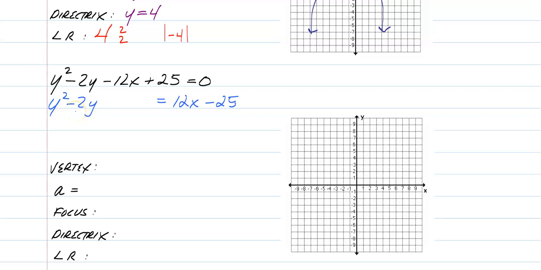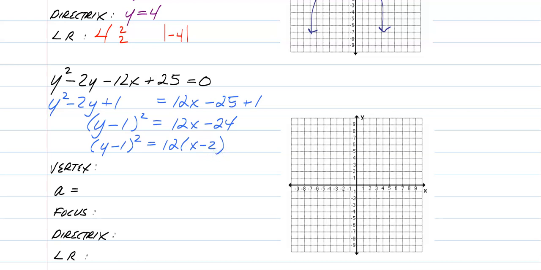Half of -2 is -1, squared is +1, so we're going to add 1 to both sides. So now on the left we have y minus 1 squared is equal to 12x minus 24. But to get that 4a value out front, all we have to do is factor out a GCF. Our graphing form for this is y minus 1 squared is equal to 12 times x minus 2. And now we're in graphing form, ready to go. So our vertex is at 2, 1.